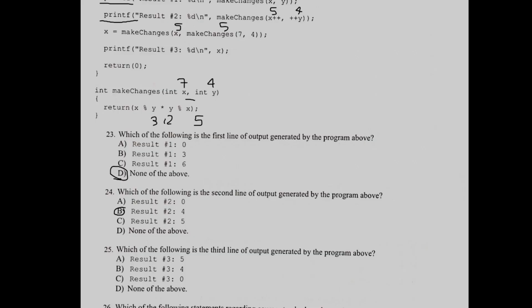So if we write that down, we're going to be putting in 5 and 5. 5 modulus 5 is 0 times 5 is 0. Modulus 5 is equal to 5, so this is going to return 5. It's going to set x to 5, and then it's going to be printing 5 on the next line, so the answer to 25 is A, 5.